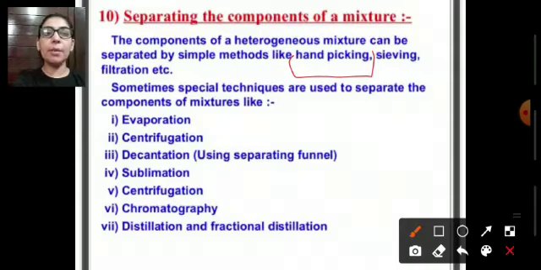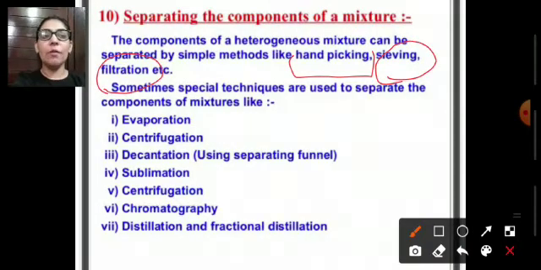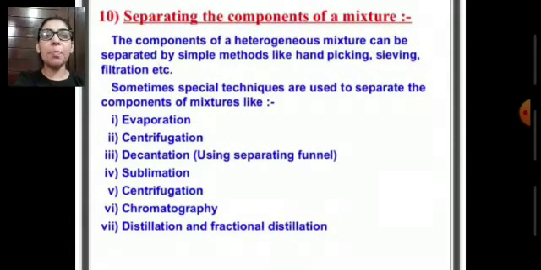जैसे for example, अगर हम दाल में से कंकर को अलग कर रहे हैं, so that is the hand picking method. Next is the sieving method. It is also a simple method. Next is the filtration method. These are the simple methods of separating a heterogeneous mixture.